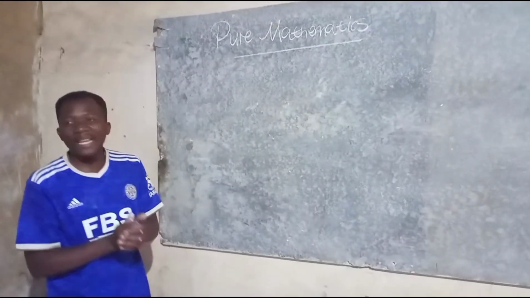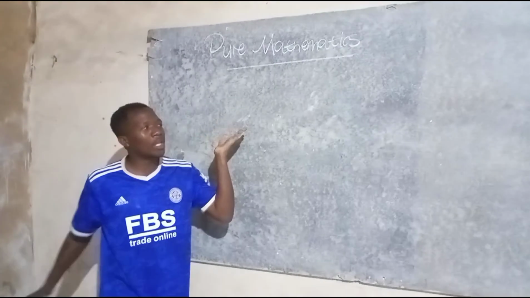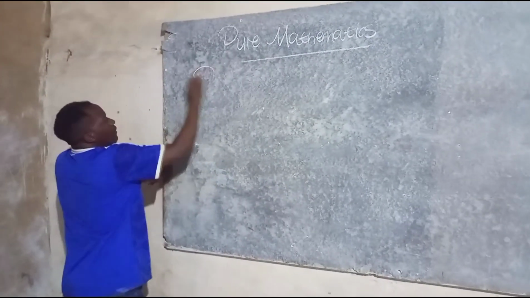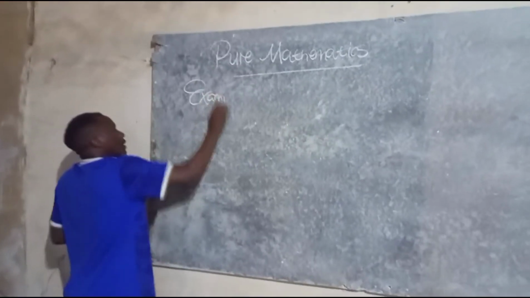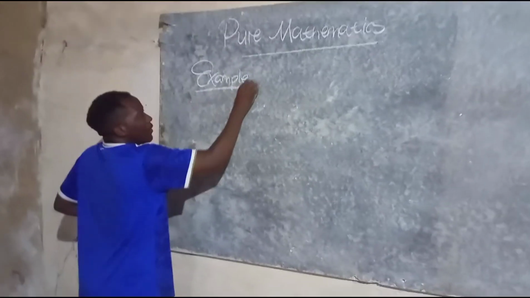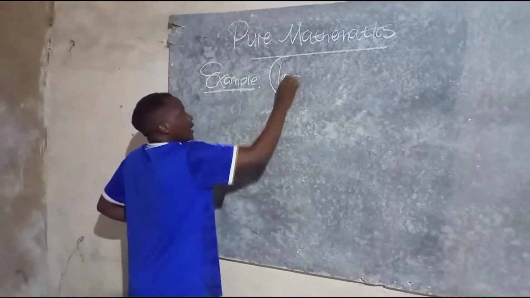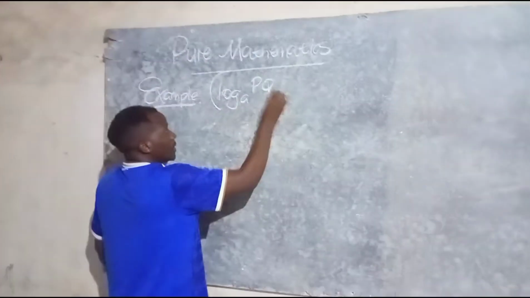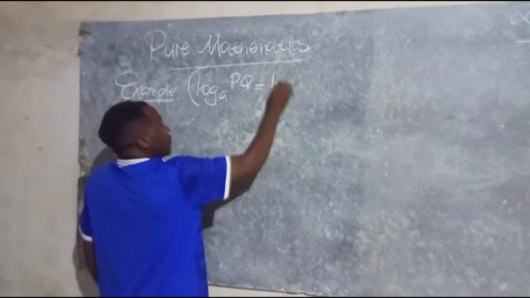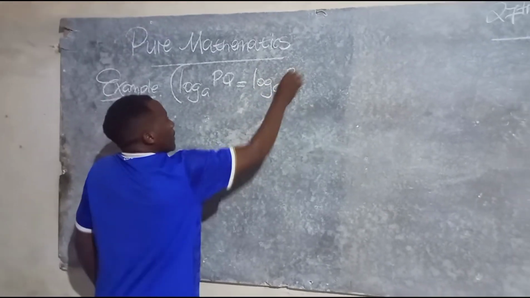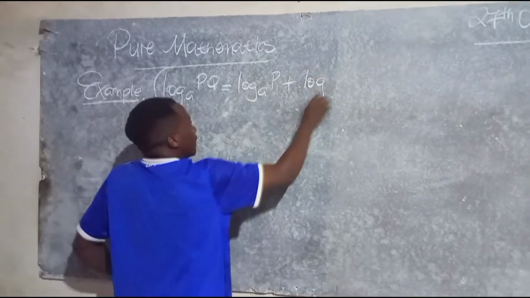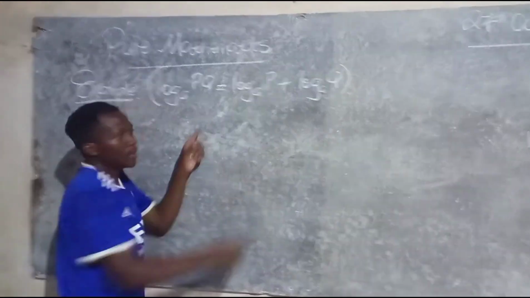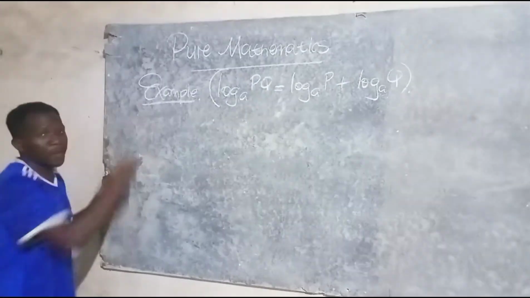We can also apply the same approach to the first rule. So let's say we have another example. Remember, we said log a of pq equals log a of p plus log a of q, like that. Remember that rule? So let's try to use it.